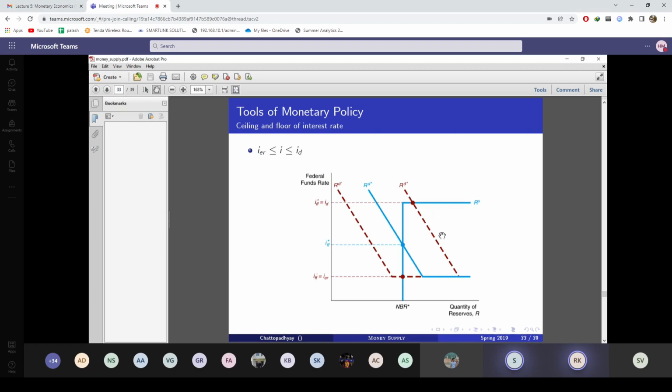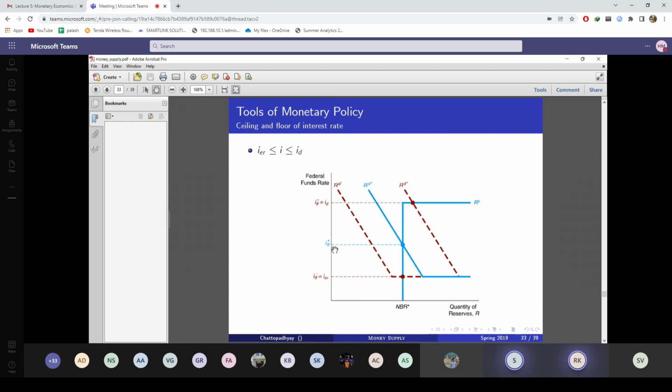This figure basically explains that IER, the interest rate on excess reserves, is the floor of the market interest rate, and the discount rate is basically the ceiling of the market interest rate. So generally, the central bank chooses this ID and IER in such a way that their targeted interest rate belongs to a particular band.